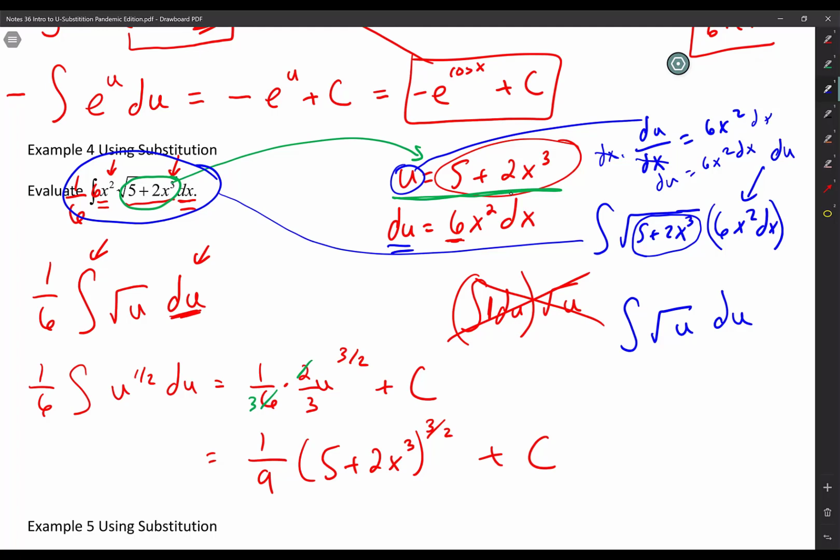Oh, okay, and then from there, I just looked at my integral symbol and I saw what I could substitute. So 6x squared dx is the same thing as du, so I did that. The square root of 5 plus 2x cubed, the 5 plus 2x cubed is a u, so I did that. Okay. What do you think? Should we do more problems? Yeah. Okay, we'll do more problems.